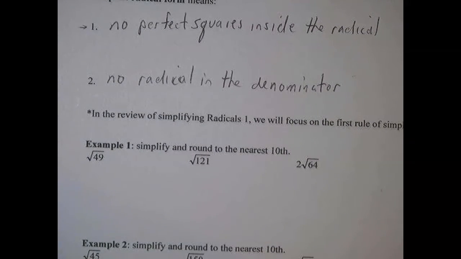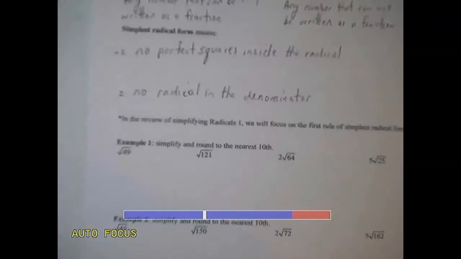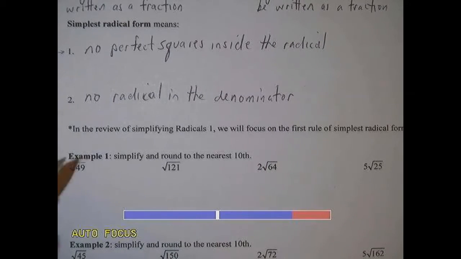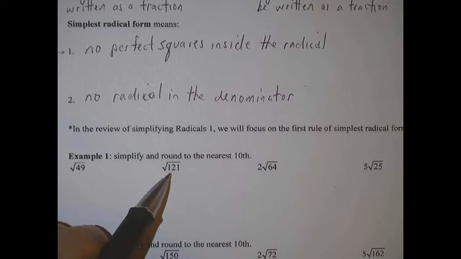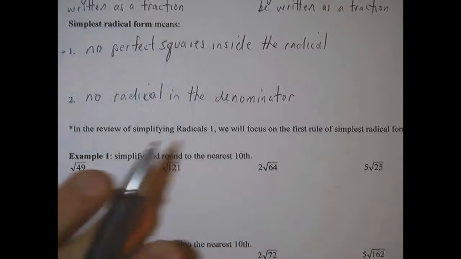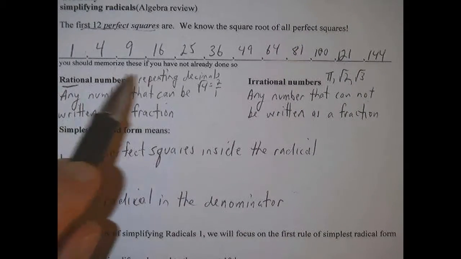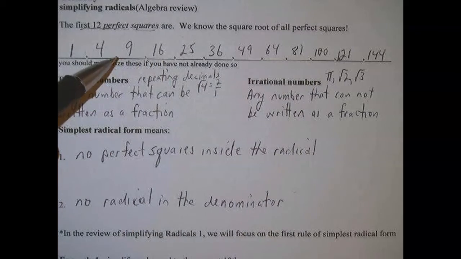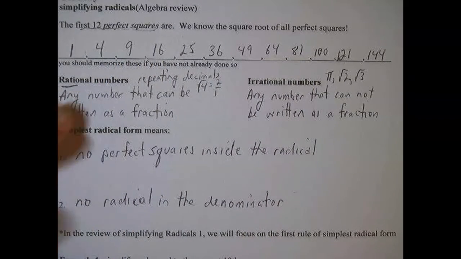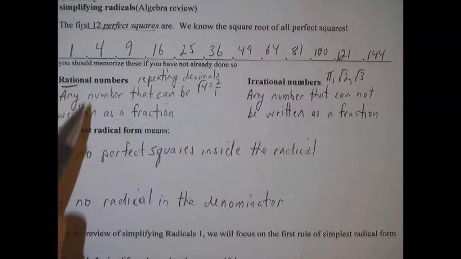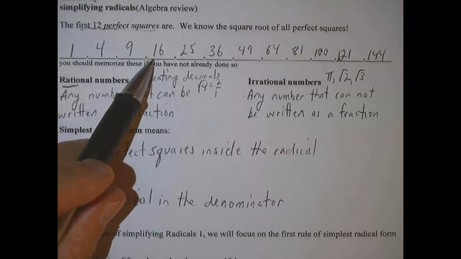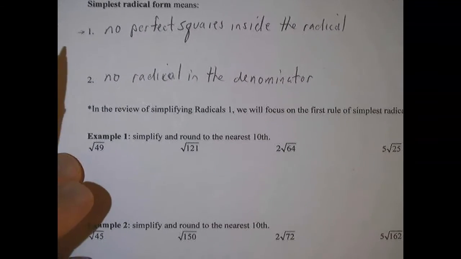Now the first set of problems are all more straightforward, because all of these numbers, 49, 121, 64, and 25, are already perfect squares. So we can rewrite the square root as the number that you multiplied by itself to get that number. The square root of 4 is 2, the square root of 9 is 3, the square root of 16 is 4, etc.